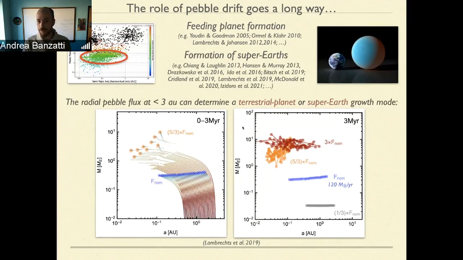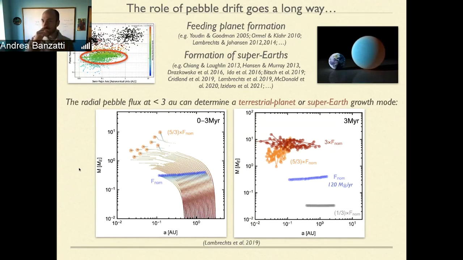Here you see the mass of the planet. So you see this is Earth, right? So depending on the flux, this is the nominal flux, and this is 3 times that flux, the outcome of planet formation, the planetary system that would form in that disk is very different. Super Earths rather than little smaller than Earths.